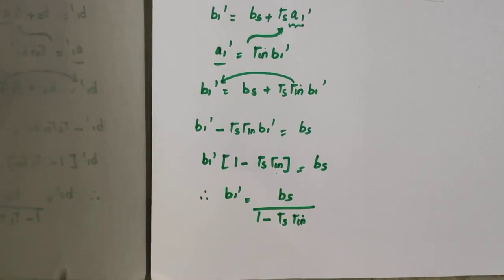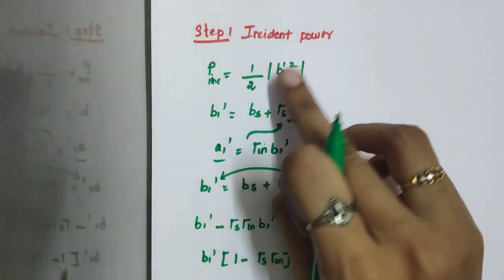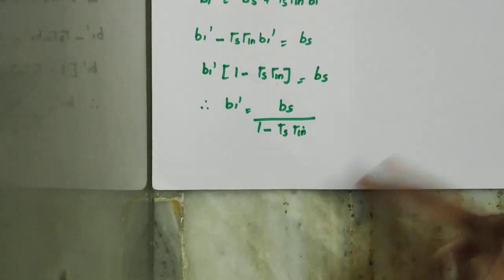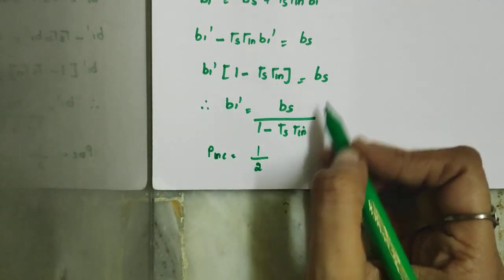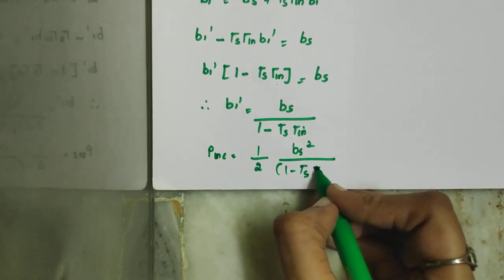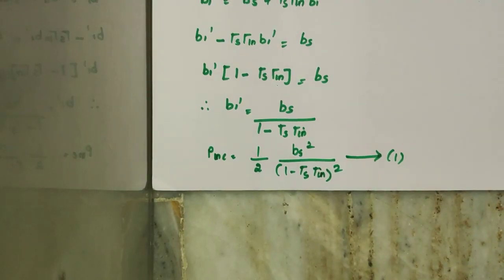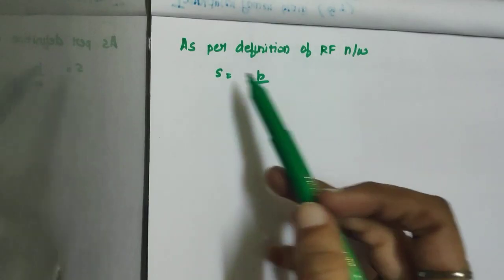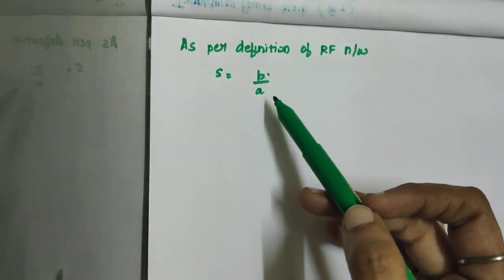Now why do we calculate this B1 dash? We calculate B1 dash because the incident power formula is half of B1 dash the whole square. So substitute B1 dash in this formula. Therefore we get the incident power equal to 1 by 2 into this term the whole square. So it is Bs square divided by 1 minus tau s into tau in the whole square. Let this be equation number 1. Now as per the definition of the RF networks, for a two-port network, or for any n-port network, we saw that S is equal to B divided by A.